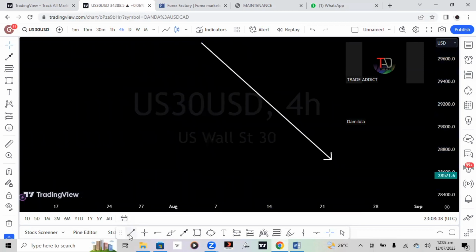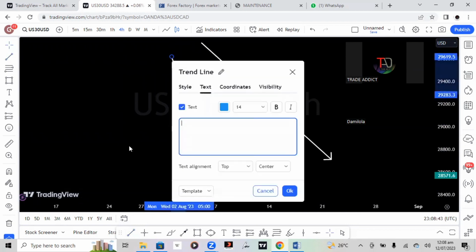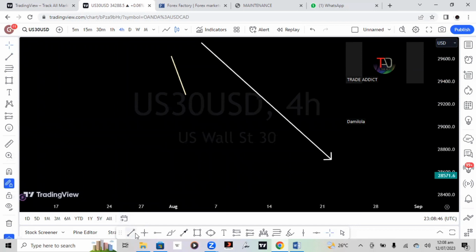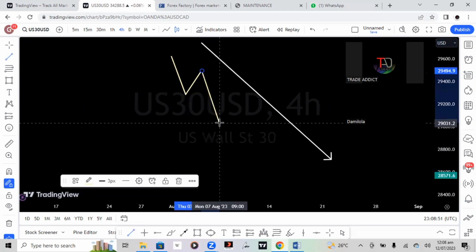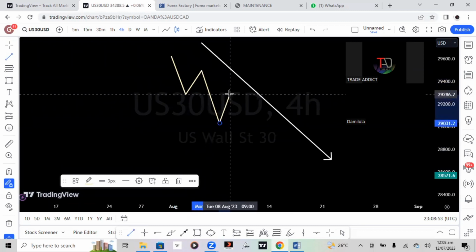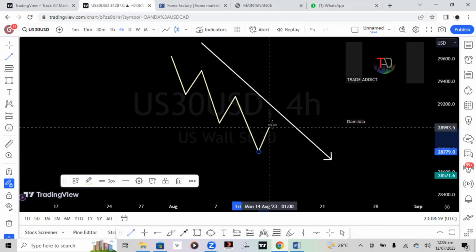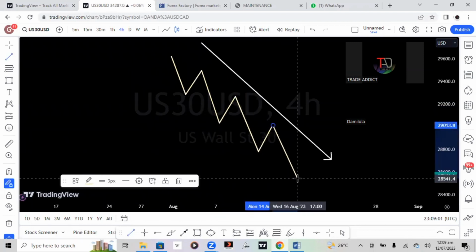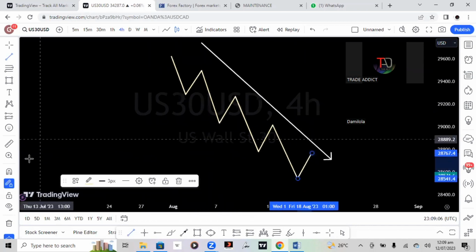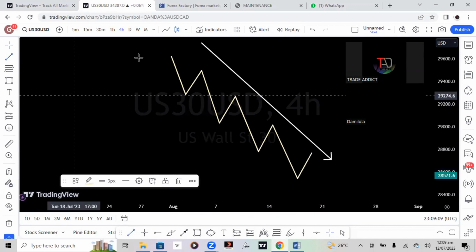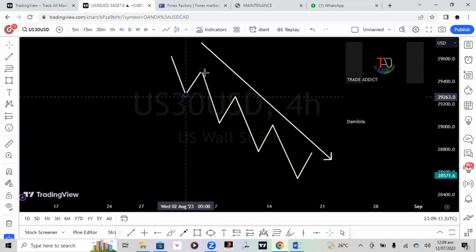Whenever price is trending down, price tends to create a series of lower lows and lower highs. So this is a downtrend market. In a downtrend market, price creates a series of lower lows and lower highs. So this level right here is called our high, while this level right here is called our low. And this level right here is called our what?